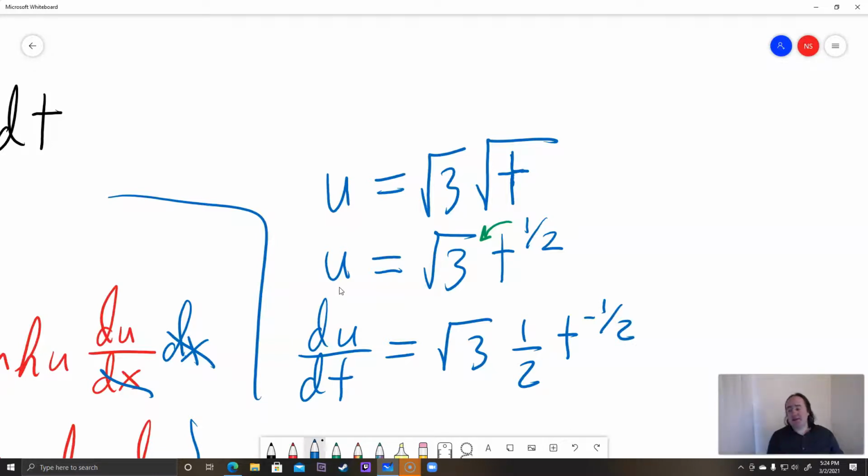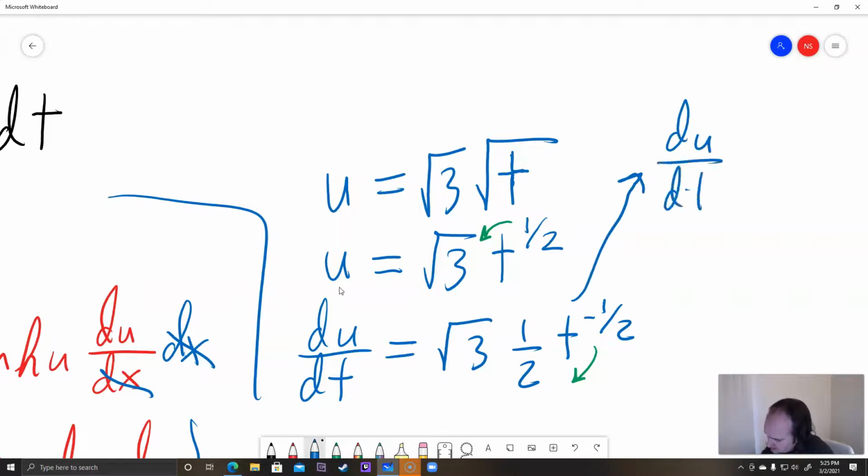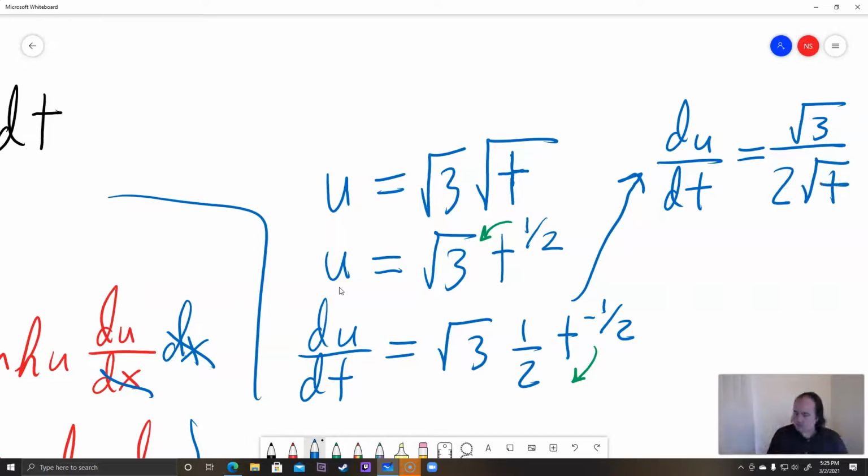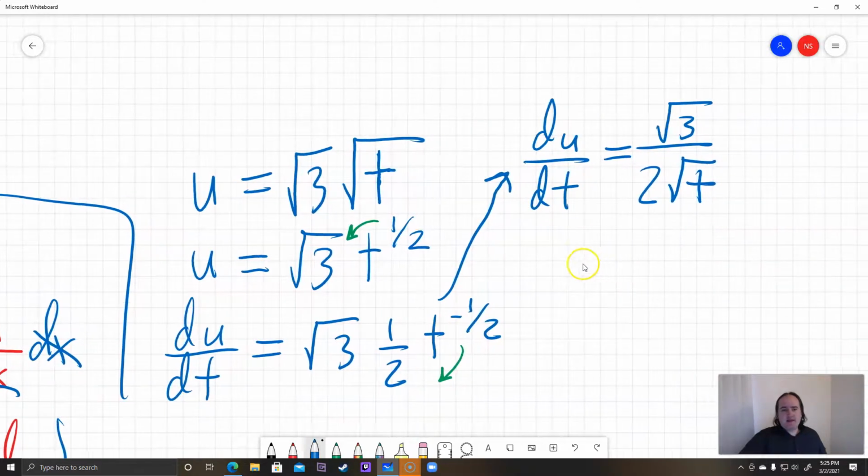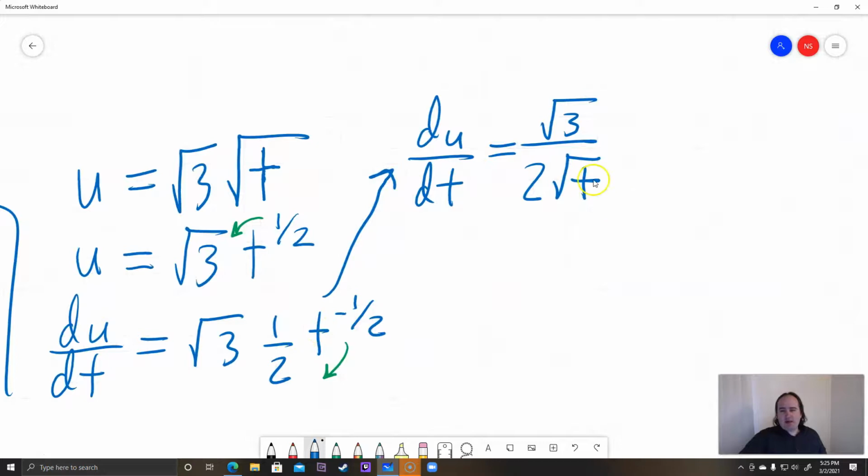Okay, but remember t to the negative 1/2. If I move that down to the denominator, it's going to become t to the positive 1/2, which is the same as root t. So now I'm actually going to have my du dt. My du dt is going to be root 3 over 2 root t, right? Because we have a root 3 on the top, a 2 on the bottom, and moving this t to the negative 1/2 down to the denominator, it becomes t to the positive 1/2, which is the same as the square root of t.